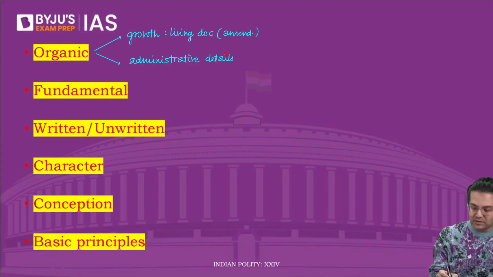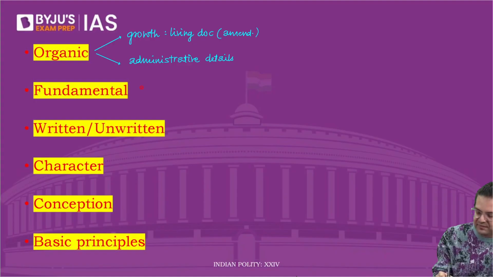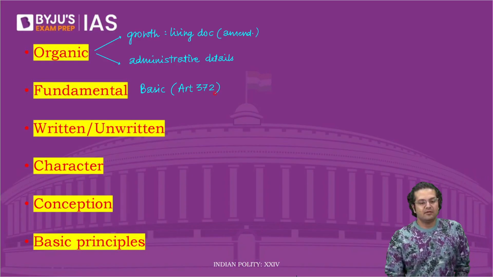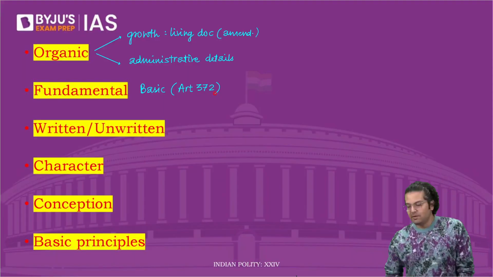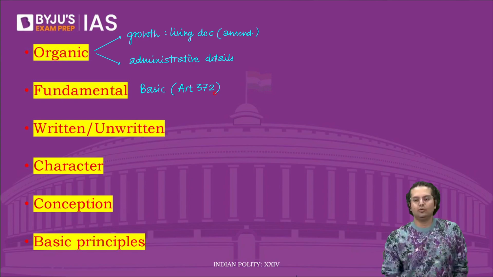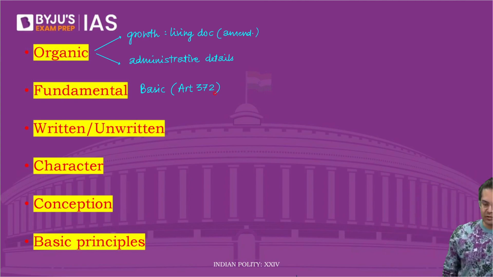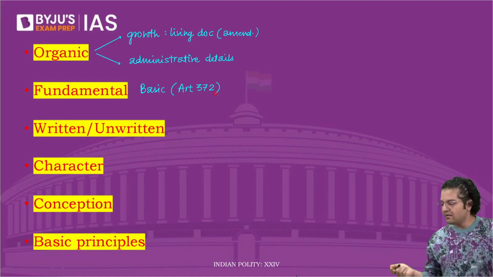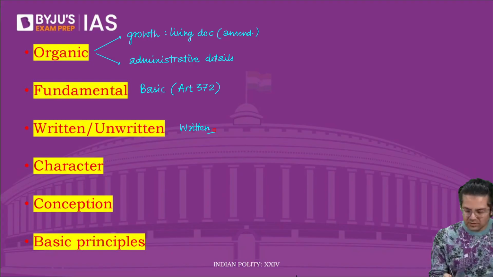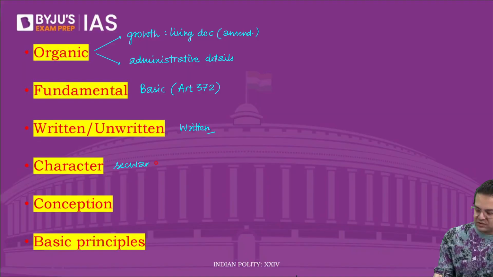Then fundamental law. Fundamental means basic. Article 372. So those who attended the fundamental rights lecture would know. Why do we call this a fundamental law? Because all other laws derive authority from this law only. That is why it is the most basic law. It can be written, it can be unwritten. So in our country, the constitution is written. The character of our government is secular as well as socialist.